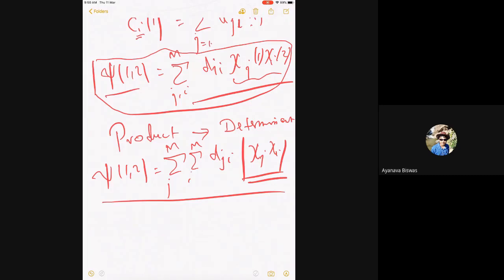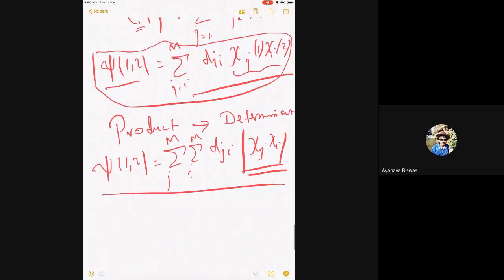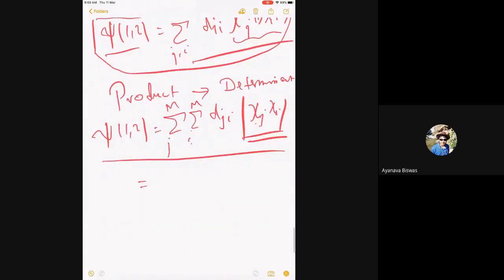Because there is a relation between j and I, I know that chi j cannot be equal to chi I, now that I have made it a determinant, and j greater than I and j less than I are actually identical with a phase factor. This can be written as simply j less than I, dji chi j chi I.